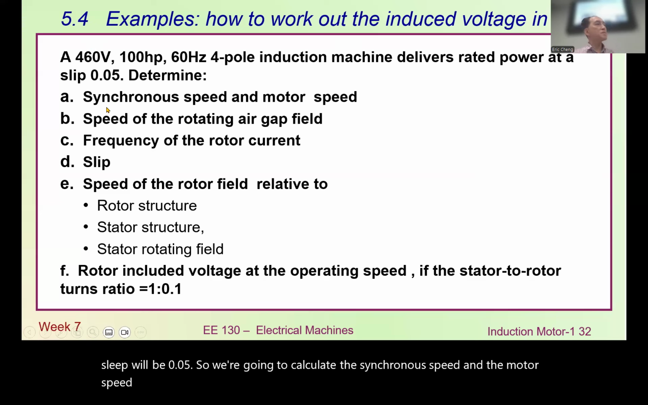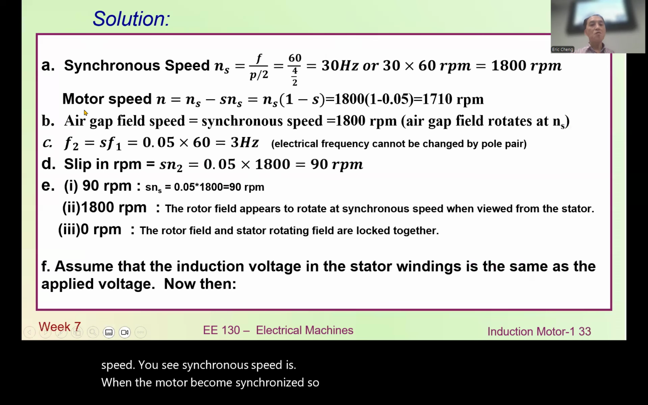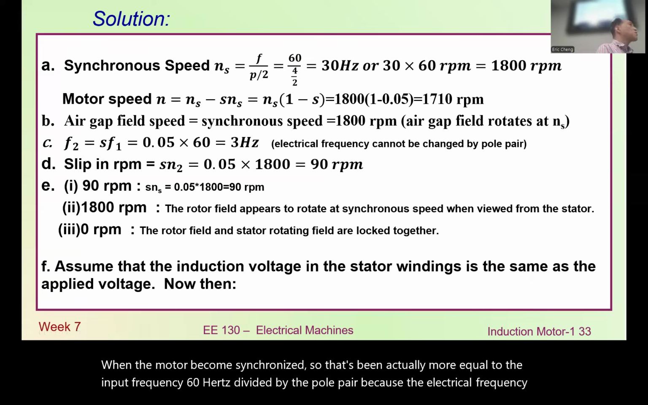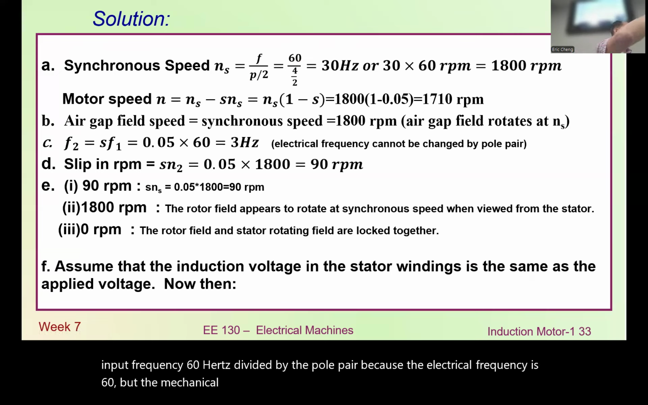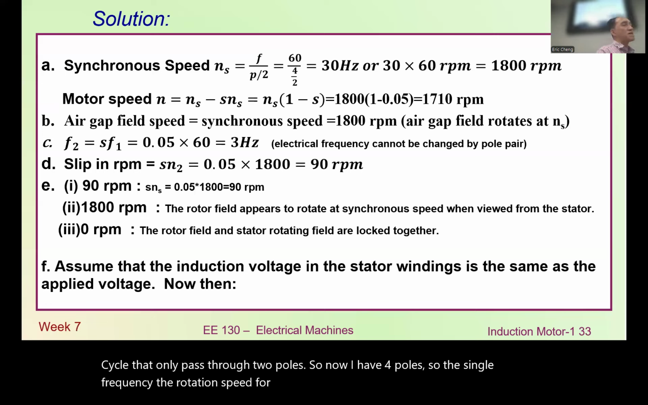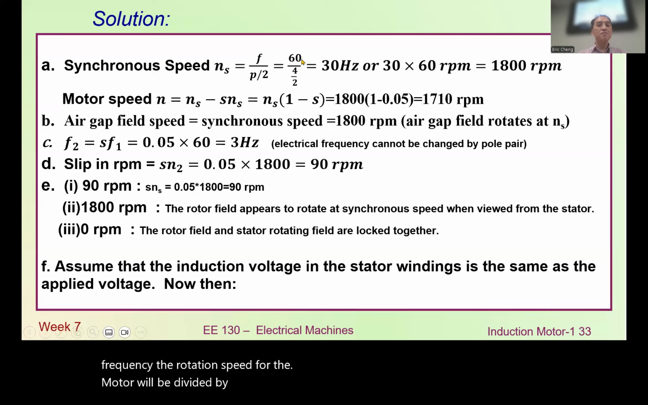You see, synchronous speed is when the motor becomes synchronous. So that speed would equal the input frequency, 60 Hz, divided by the pole pair, because the electrical frequency is 60, but for the mechanical frequency, every cycle only passes through 2 poles. So now I have 4 poles. So the synchronous rotational speed for the motor will be divided by the pole pair. That means if 4 pole, we divide by 2. If 6 pole, we divide by pole pair 3.